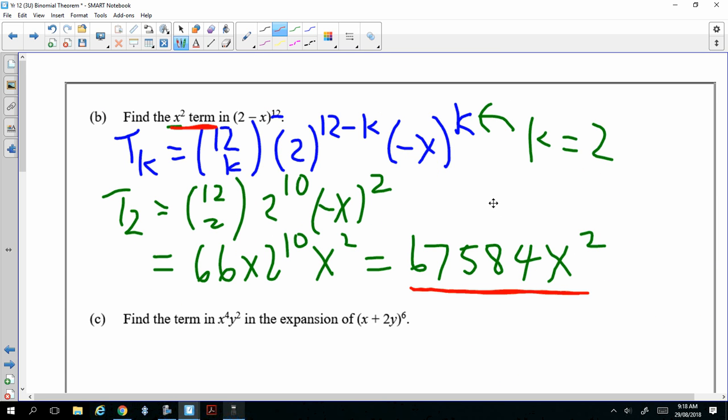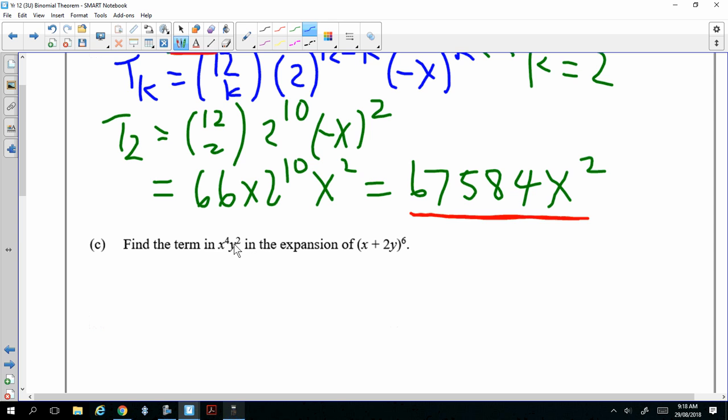All right, find the x to the power of 4 y squared term. So again, you need to write Tk first. Write down what Tk is.